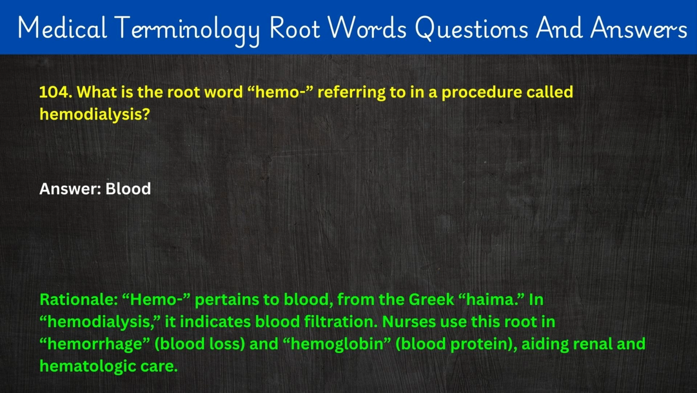104. What is the root word hema- referring to in a procedure called hemodialysis? Answer: blood. Rationale: Hema- pertains to blood, from the Greek haima. In hemodialysis, it indicates blood filtration. Nurses use this root in hemorrhage, blood loss, and hemoglobin, blood protein, aiding renal and hematologic care.